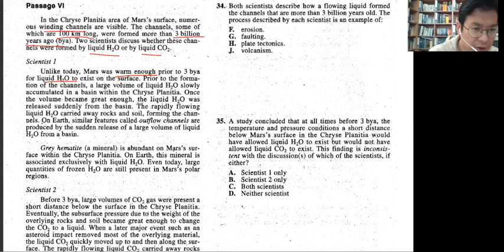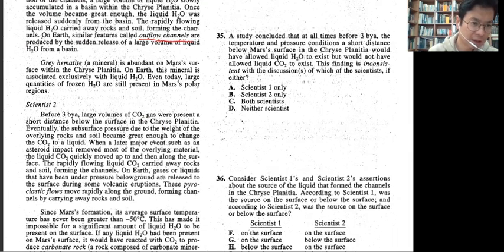So that's why liquid CO2 released suddenly from the basin, rapidly flowing around the soil. Okay, forming the channels. They have enough liquid water, that's why the outflow channels look just like washed off. And then gray hematite is abundant, a mineral formed exclusively with liquid. Okay, that's why. So this mineral actually absorbed everything about this, and the quantity was still present.